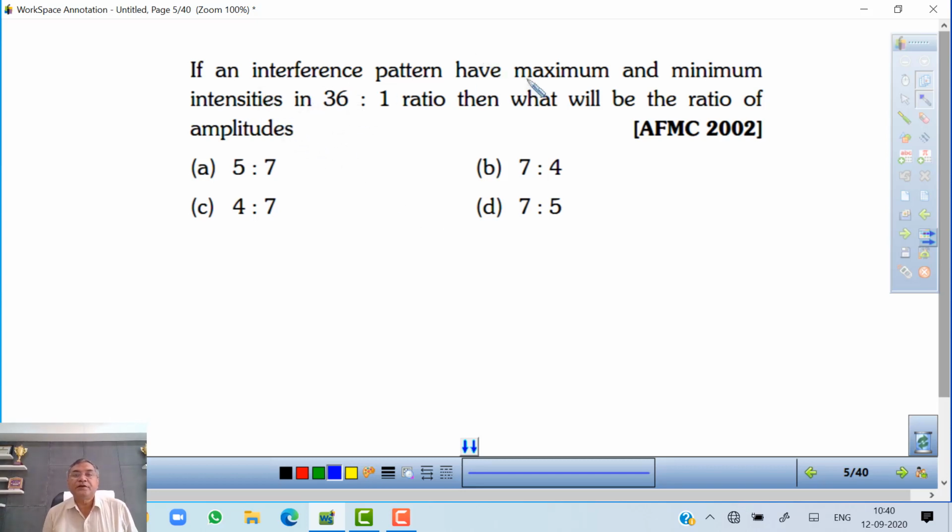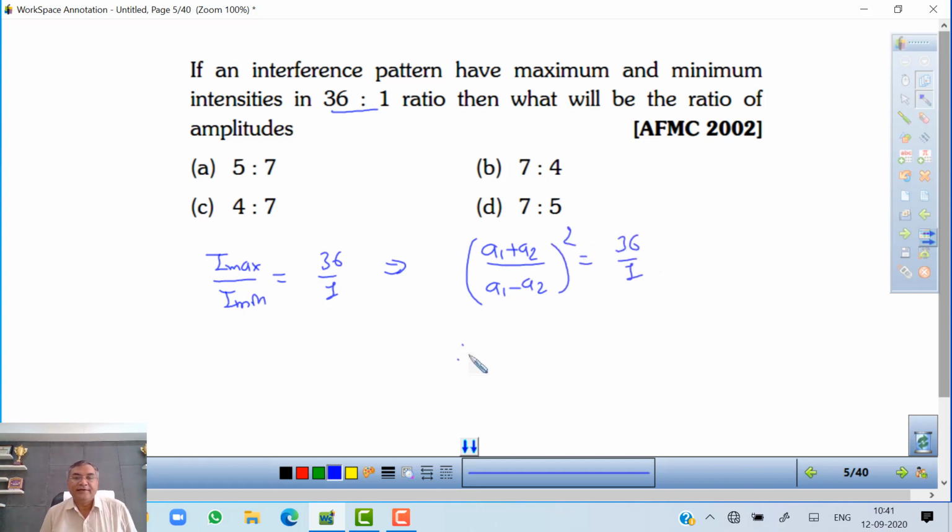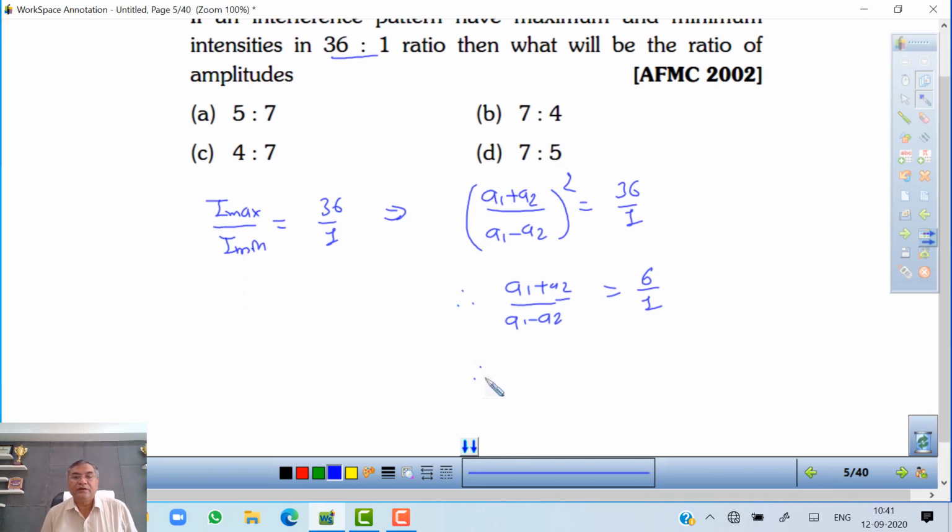If an interference pattern has maximum and minimum intensity, now I max upon I min is given as 36 upon 1. What will be the ratio of the amplitude? So I max upon I min is A1 plus A2 upon A1 minus A2 squared, is equal to 36 upon 1, and therefore A1 plus A2 upon A1 minus A2 comes out to be 6 upon 1. Okay. And now we can find A1.